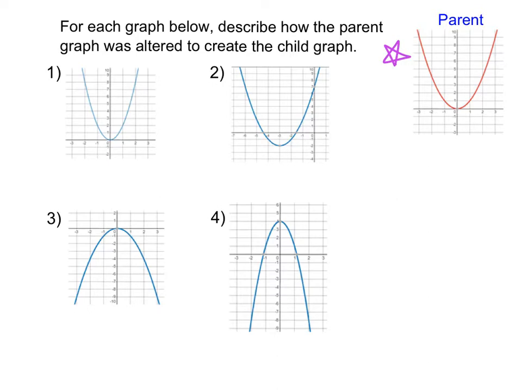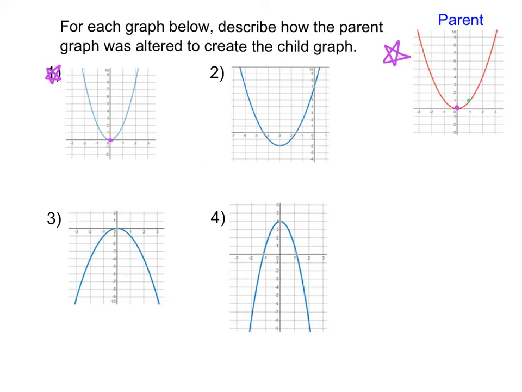So we're going to start by looking at example 1. And what I notice here between the child graph and the parent graph is that they both have a vertex at 0, 0. So what that's telling me is that there are no graph movements here. It didn't move left or right. So all I'm looking for is some sort of stretch or shrink. And I'm going to focus on the vertical ones because those are a little bit easier for me to identify. So if I look at the patterns here, what I tend to do is focus on the first point that is after the vertex.